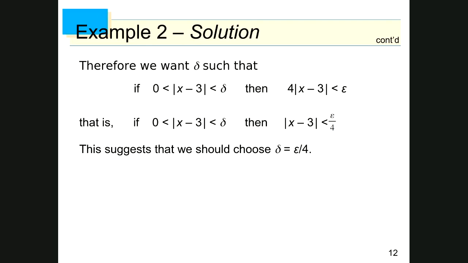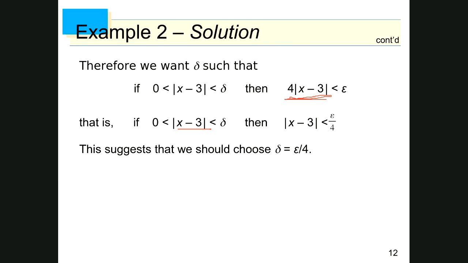The next step, you go back again and you state: therefore, we want a delta such that if the distance between x and 3 lies between 0 and delta, then, remember this is what you simplified, 4 times the absolute value of x minus 3 is less than epsilon. That is, we can simplify even further. If the distance between x and 3 lies between 0 and delta, then just divide both sides by 4. So the absolute value of x minus 3 is less than epsilon over 4.